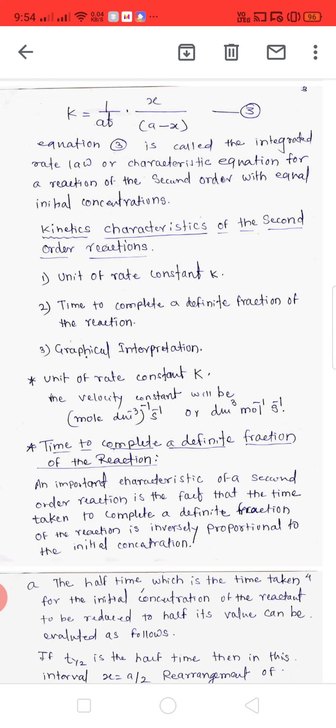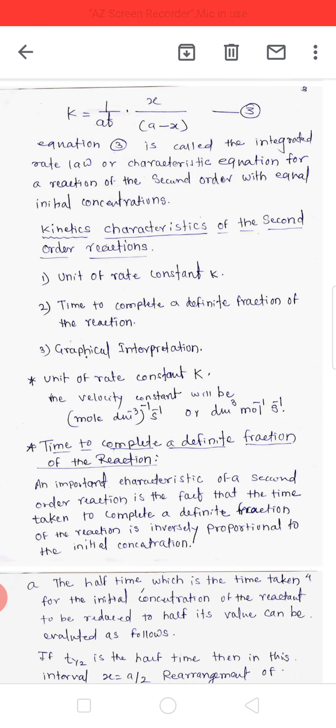First, the unit of rate constant k. The velocity constant will be (mole dm cube) to the power minus 1 second inverse, or the unit of k is dm cube mole inverse second inverse. Second, time to complete a definite fraction of the reaction. An important characteristic of the second order reaction is the fact that the time taken to complete a definite fraction of the reaction is inversely proportional to the initial concentration a.